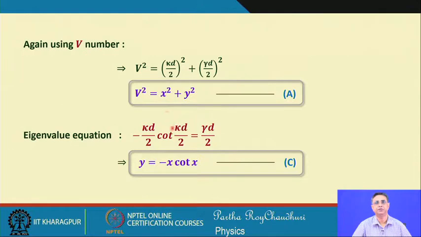Now, again using the V number for the antisymmetric modes, we can write this equation, which is the same, and for the eigenvalue equation, this time it becomes y equal to minus x cot x, cotangent of x. So, we have two eigenvalue equations and one equation of a circle.